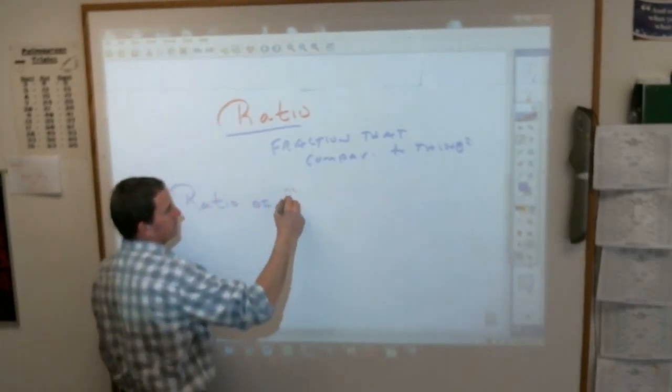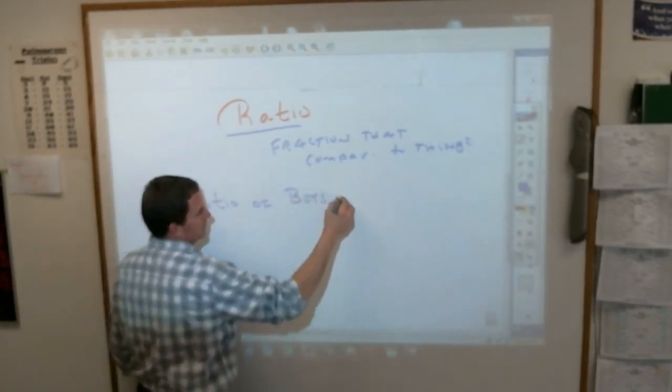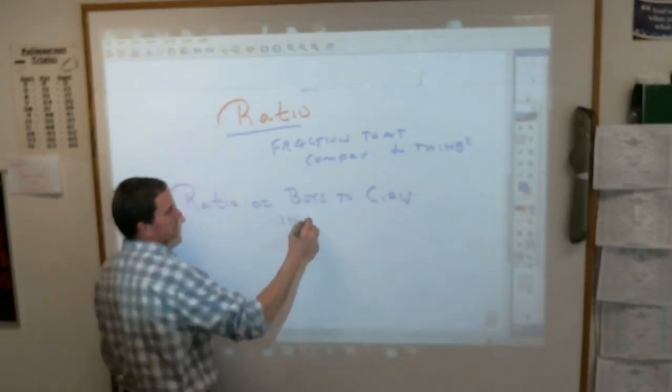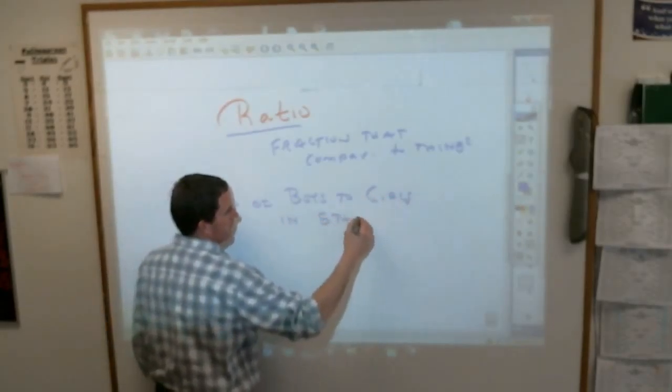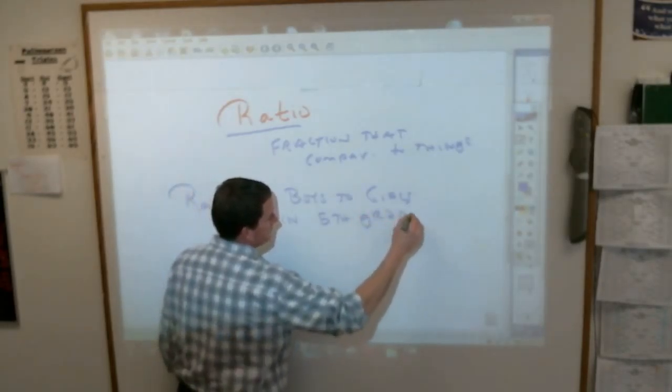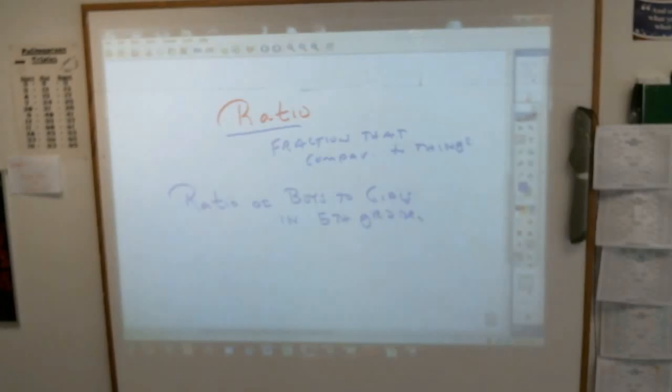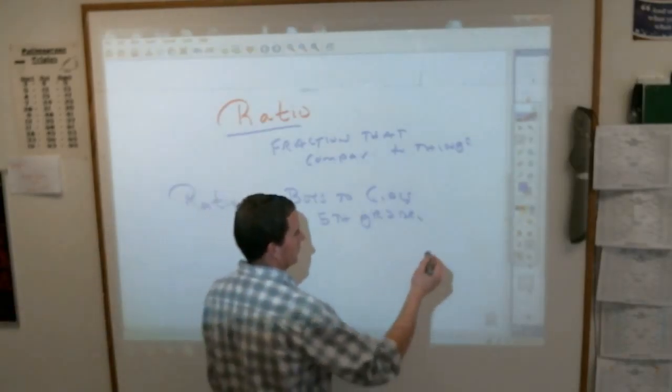For example, if I asked you for the ratio of boys to girls in 5th grade, what is the ratio of boys to girls in 5th grade? There's a couple different ways you can show it. Normally, we show it in fraction form, okay?